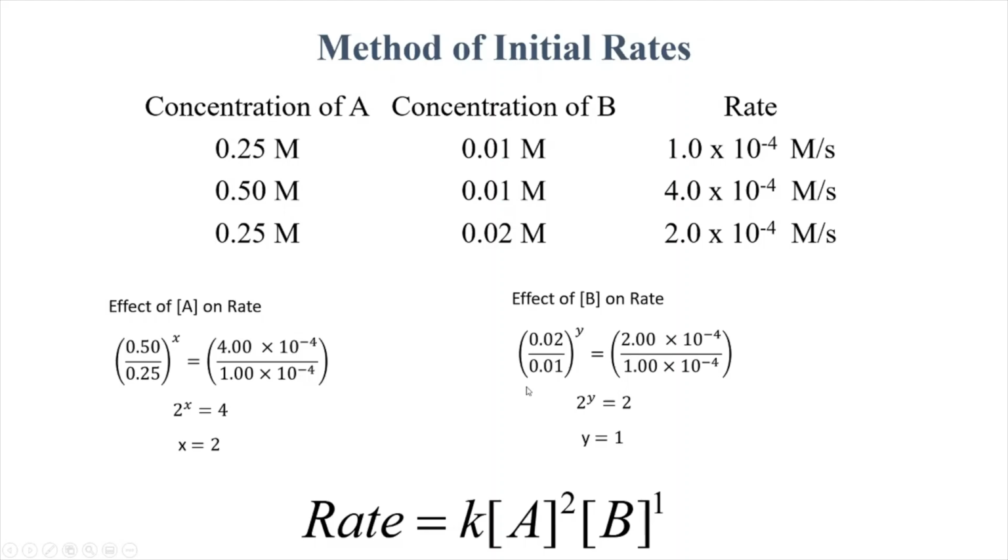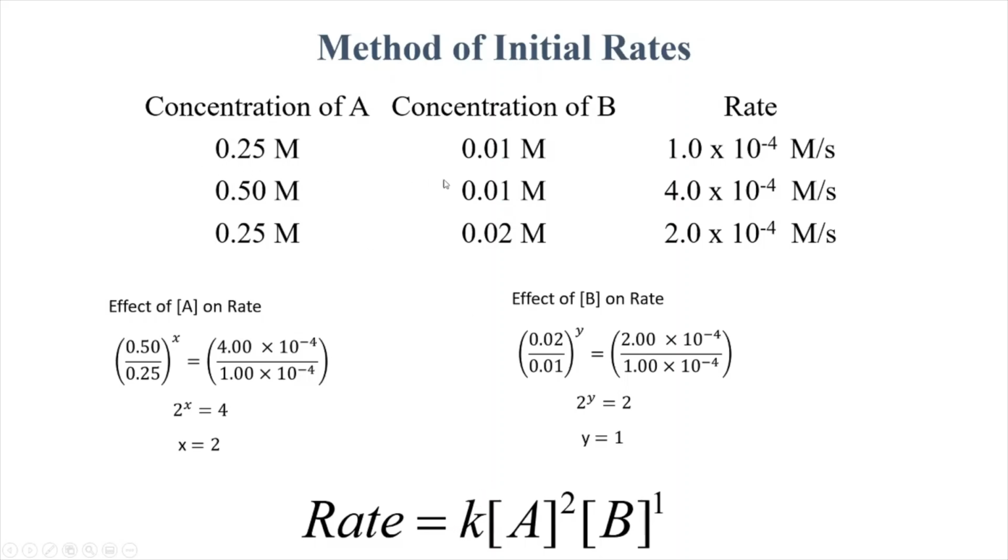So in this case, we can deduce that 2 to the first power must give us 2, so B is first order. So we say that rate is equal to k times the concentration of A squared times the concentration of B to the first power. So now we know that when we double the concentration of A, that will have the effect of quadrupling the rate of the reaction. And if we double the concentration of B, that would have the effect of doubling the rate of the reaction. Now, an important thing to also mention is how do we get the value of k at this point?